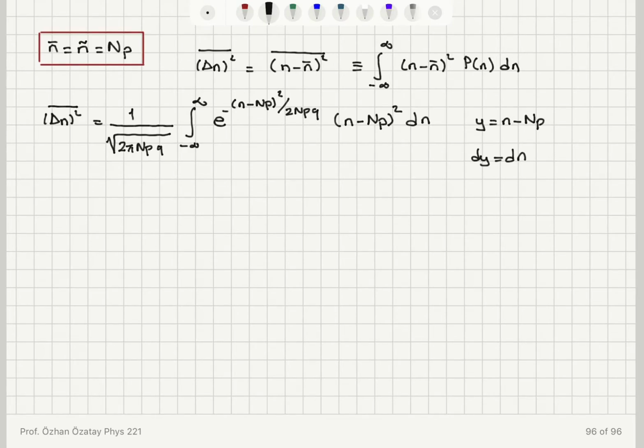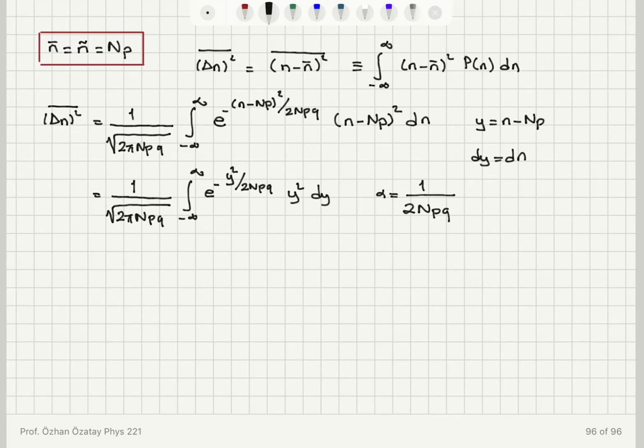And with this change of variables, this is going to become 1 over square root 2 pi capital NPQ, integral from minus infinity to plus infinity, e to the minus y squared divided by 2 NPQ, and then y squared dy. Okay, so then I recognize that 1 over 2 NPQ is a constant. 1 over 2 capital NPQ is my alpha. So this is basically 1 over square root 2 pi capital NPQ, integral from minus infinity to plus infinity, e to the minus alpha y squared dy.